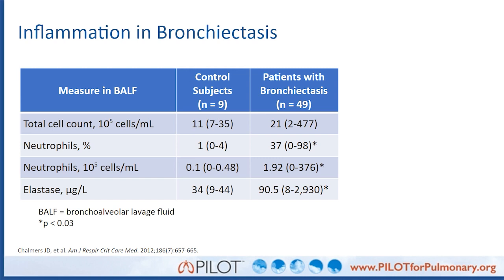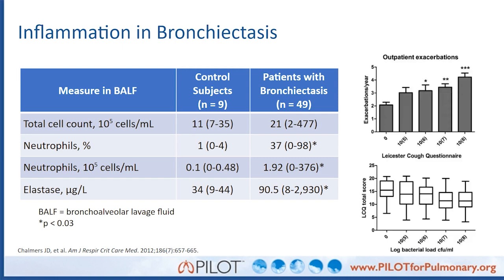This inflammatory response mirrors the bacterial load that we find in patients, and it correlates well with other clinical features of disease. And so if you look in the right panel, as we look at the increase in the bacterial load, which also correlates with the amount of neutrophil elastase, you see both an increase in the number of outpatient exacerbations in those patients, as well as a worse cough score, indicating greater symptoms associated with that increase in inflammatory response.